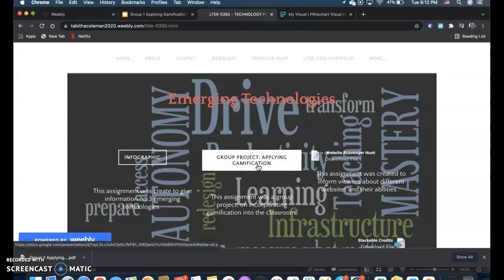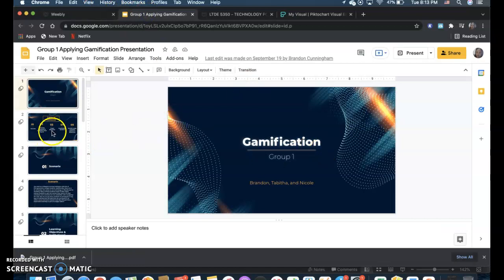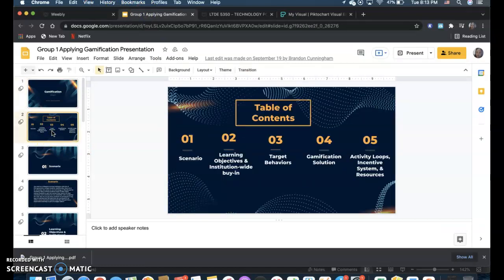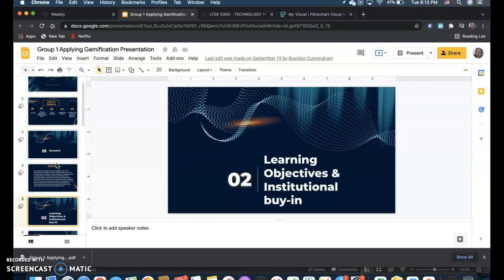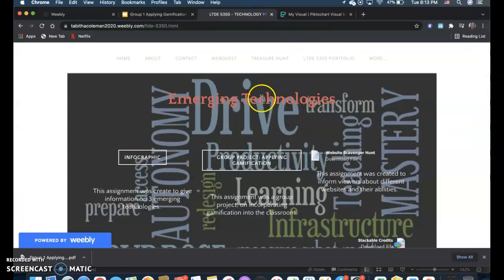Another thing that we did was the group project. Like I said, this was specifically about gamification and how we could include it in our classroom. These are the learning objectives, the target behaviors, gamification, solution, and then the activities, incentives, and systems that we incorporated. And if you scroll through, you can see all of that.